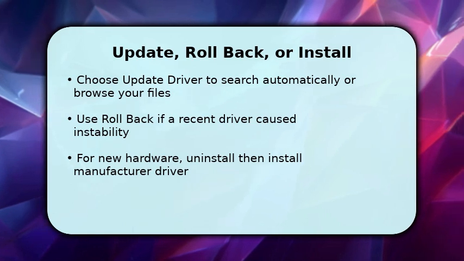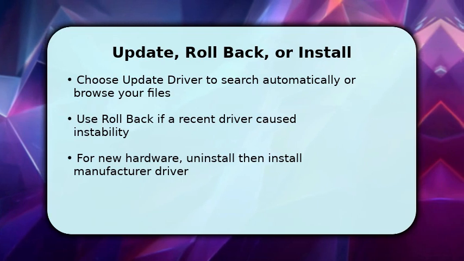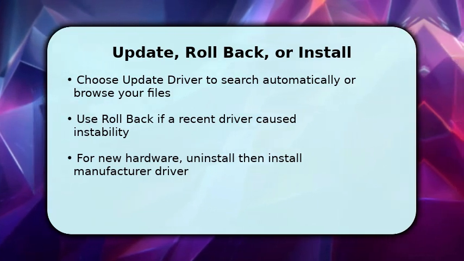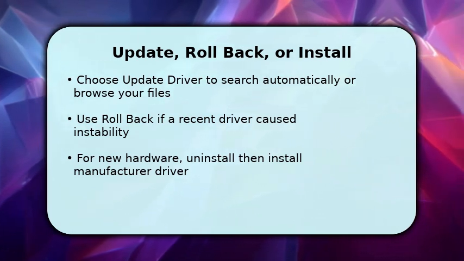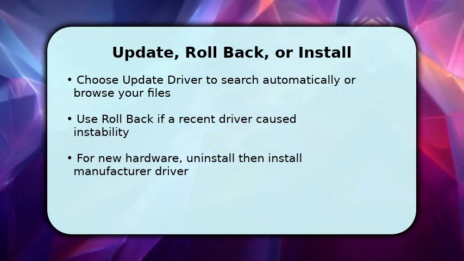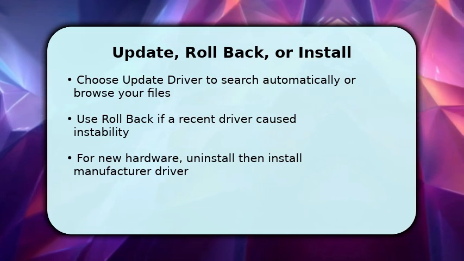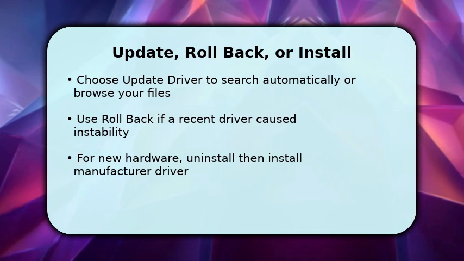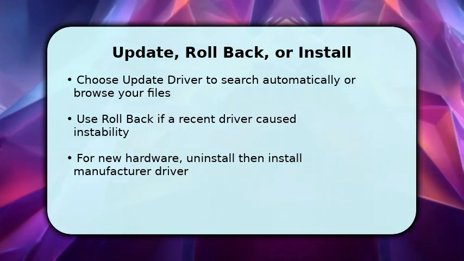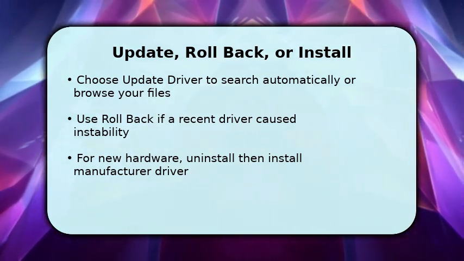If you choose Update Driver, pick Search automatically for updated driver or Browse my computer for drivers to point to a downloaded package. If a recent update broke things, select Properties and Roll Back Driver to return to the prior version. This restores known good behavior. For new or replaced hardware, uninstall the device, reboot, then install the manufacturer driver so Windows applies correct settings and avoids generic drivers that limit performance.